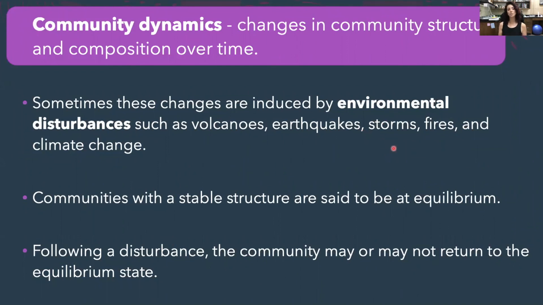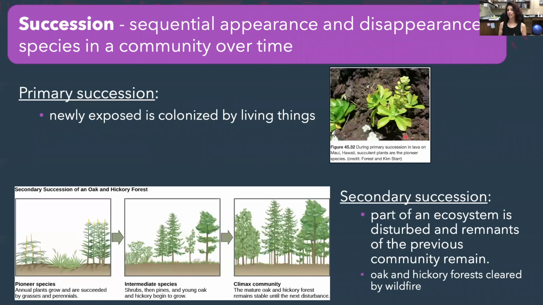Communities with a stable structure are said to be at equilibrium. But following a disturbance, like an earthquake or a fire, the community may or may not return to that equilibrium state. It may rebound very quickly, or it may go through stages. The first stage of rebounding is called primary succession. This is when newly exposed area is colonized by living things.